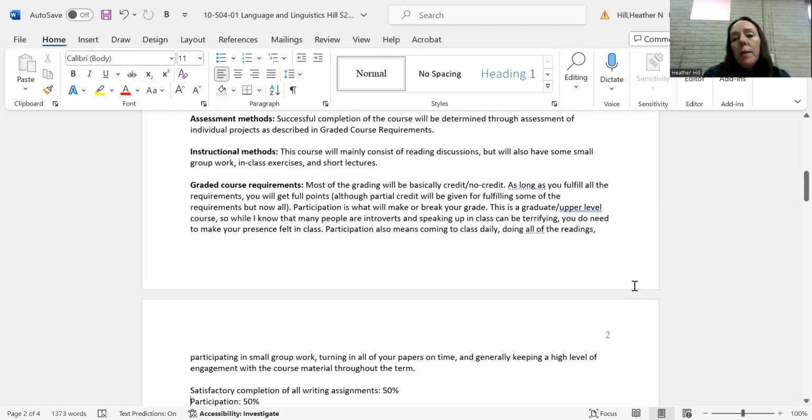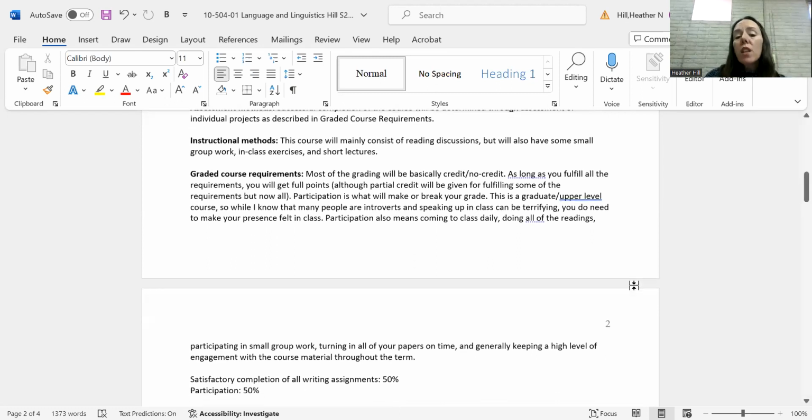Graded course requirements. Almost everything in this class is credit, no credit. So you either do it or you don't. We only have 2 assignments. So mostly this is a class that's going to be about participation. You're going to be, as I said, reading a lot of stuff, and we're going to discuss it in class and those kinds of things. And so that's where you're going to get your points.